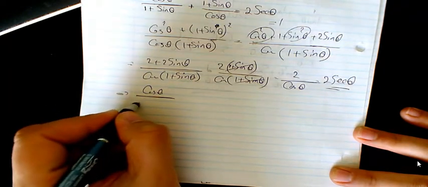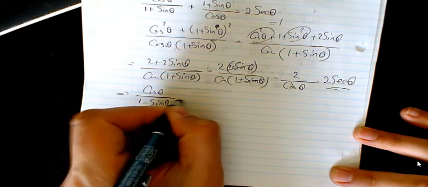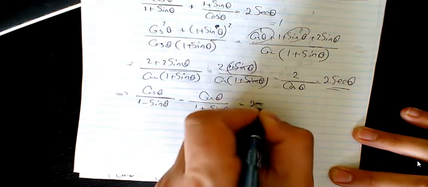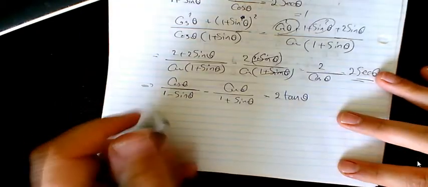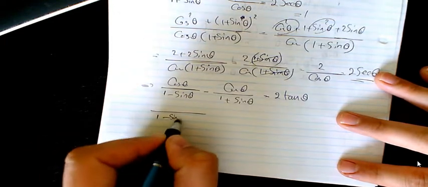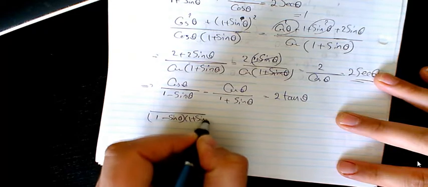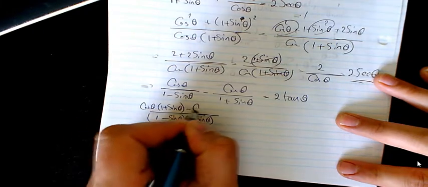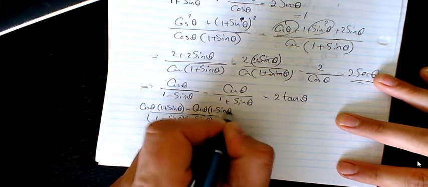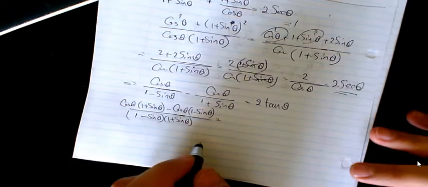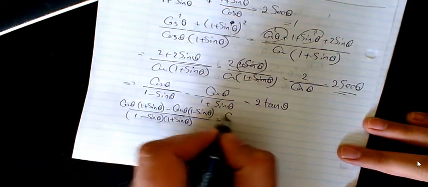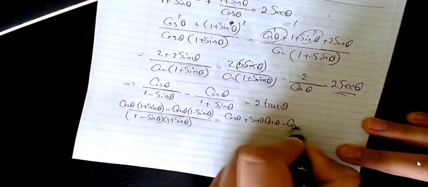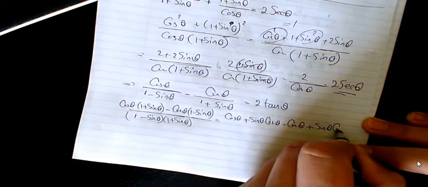So I have cosine theta over 1 minus sine theta minus cosine theta over 1 plus sine theta equals 2 tan theta. So what I can do, I can take a common factor. So I have cosine theta times 1 plus sine theta minus cosine theta times 1 minus sine theta. Then it will be equal to cosine theta plus sine theta cosine theta minus cosine theta plus sine theta cosine theta.